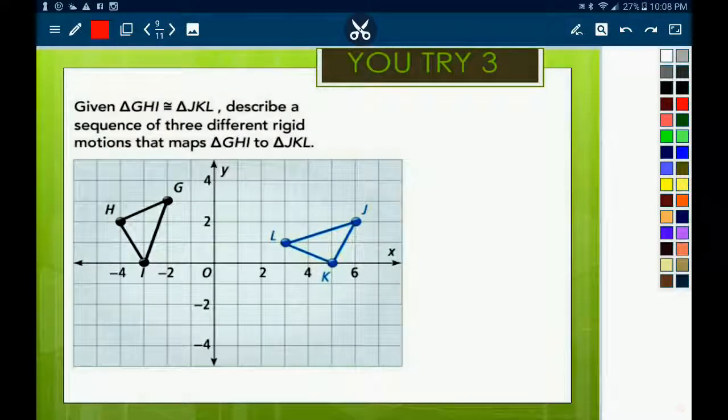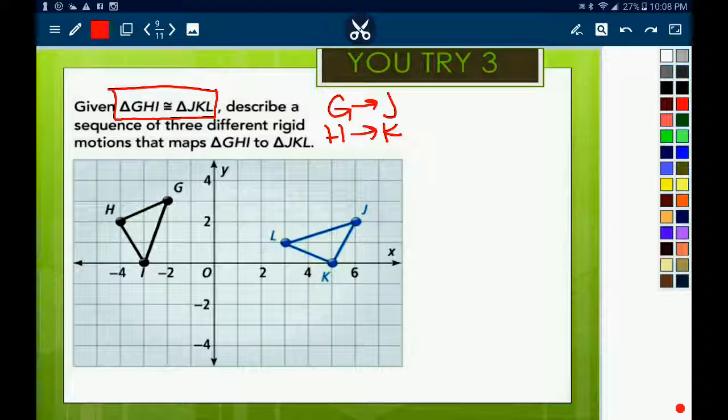So let's have you guys experiment and give this a try in your U-Try. Again, this is going to be tough. Make sure you are testing things, working in pencil, and erasing and trying other things, seeing how you can orient the triangles in the right way. And make sure you're mapping the correct points onto the correct points. G should land on top of J, H should land on top of K, and I should land on top of L. Go ahead and give this a try.